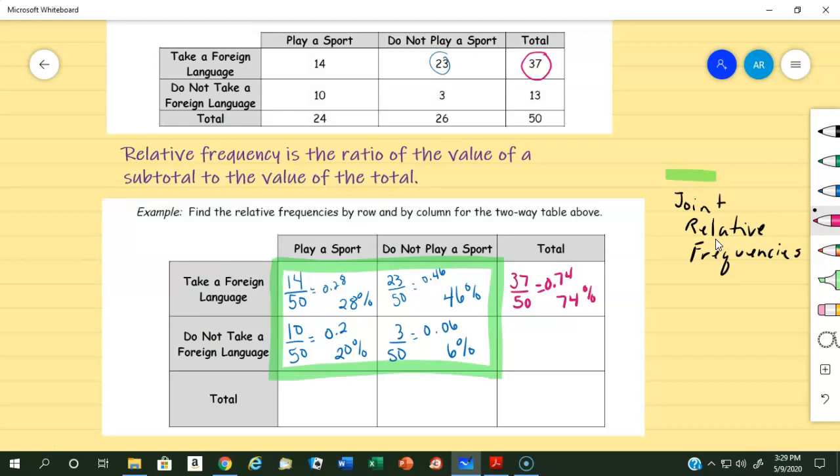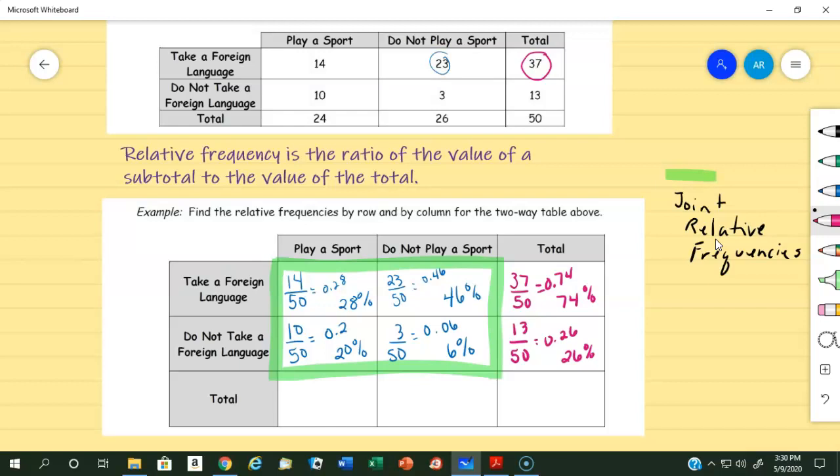You're going to see that there is a correlation here. If I add 28% to 46%, I do get 74%. So these relative frequency totals over here, and we'll give it its name in a minute, is really the addition of the ones to the other side. So they're fairly easy to make sure that you have correct. So here I'm going to do 13 over 50, and this gives me 0.26 times 100 gives me 26%. And you're going to notice 20% plus 6% is 26%. So this is all of the students that do not take a foreign language.